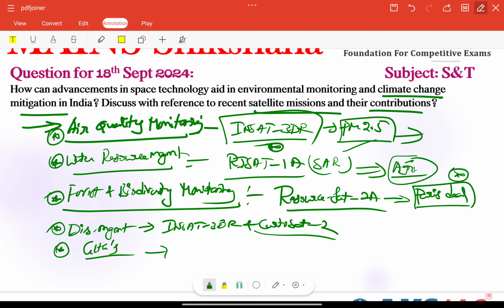For example, here we can take the recent satellite MethaneSAT. This is very important. It will play a key role in tracking methane emissions, a potent greenhouse gas, which continues to contribute to global warming, right? So MethaneSAT, very important.